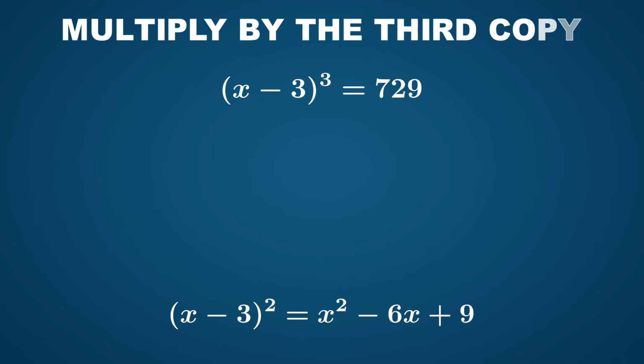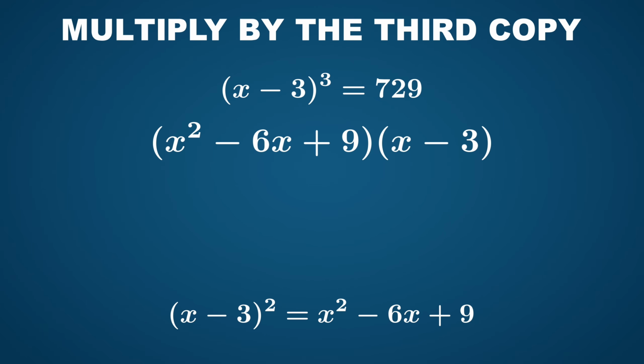Now we multiply that result by the third copy of (x minus 3). Once again, every term meets every term, one pair at a time. x squared times x gives x cubed, the highest power we get. x squared times negative 3 gives us negative 3x squared. Then negative 6x times x produces negative 6x squared.